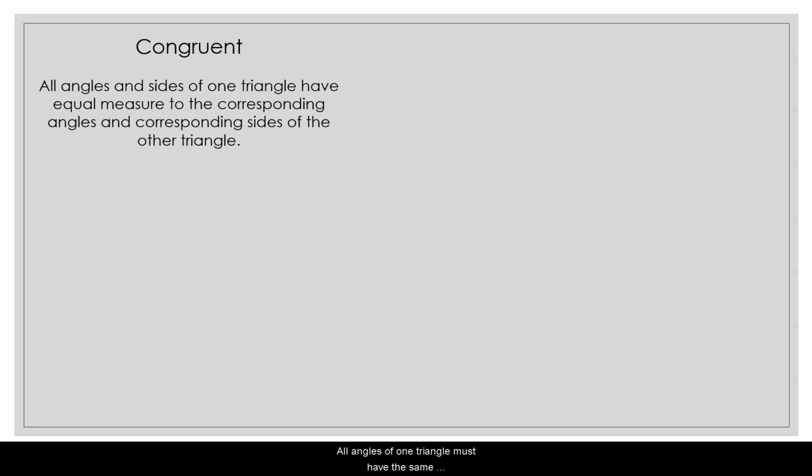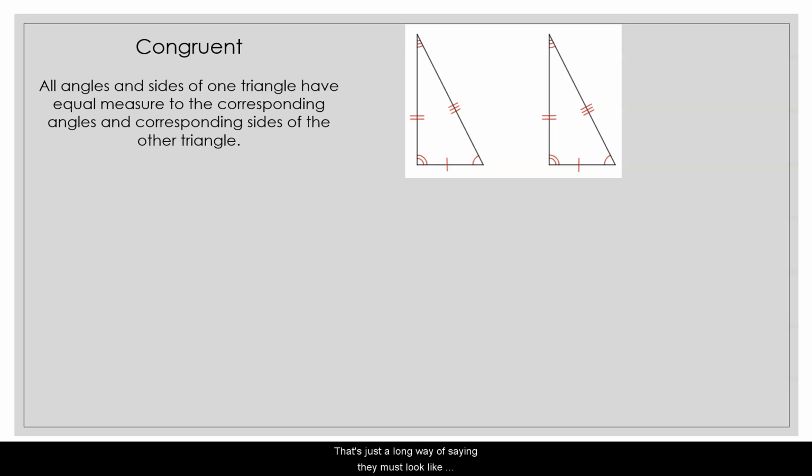For two triangles to be congruent to one another, all angles of one triangle must have the same measures as the corresponding angles of the other triangle, and all sides of one must have the same lengths as the corresponding sides of the other. That's just a long way of saying they must look like copies of each other, though you can place them in different positions.